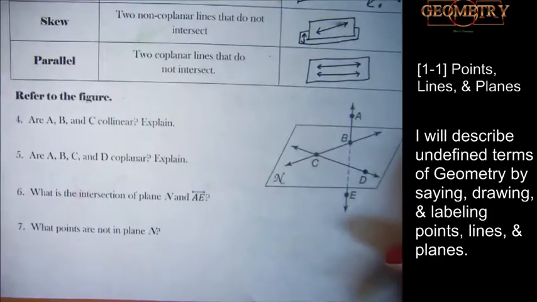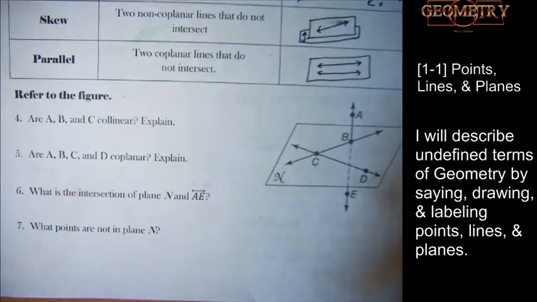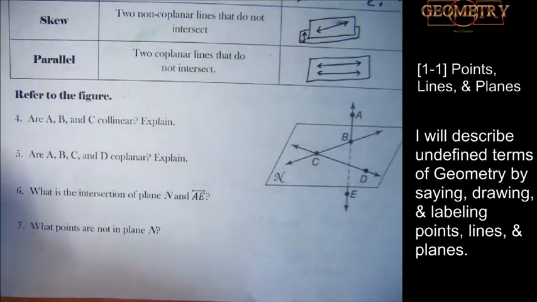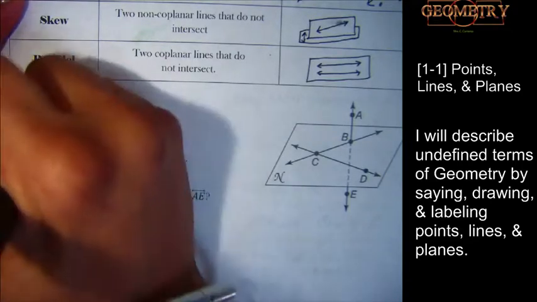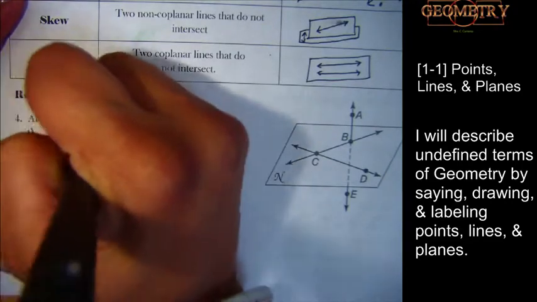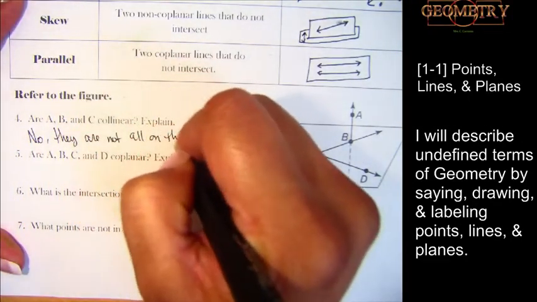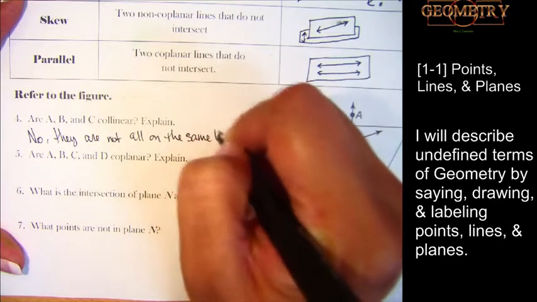Let's refer to this figure. Are points A, B, and C collinear? What did collinear mean? Are they on the same line? No, they're not. They're not on the same line, because look, B and C are on this line, and then A is floating up here. So, no, they are not collinear. They are not all on the same line.